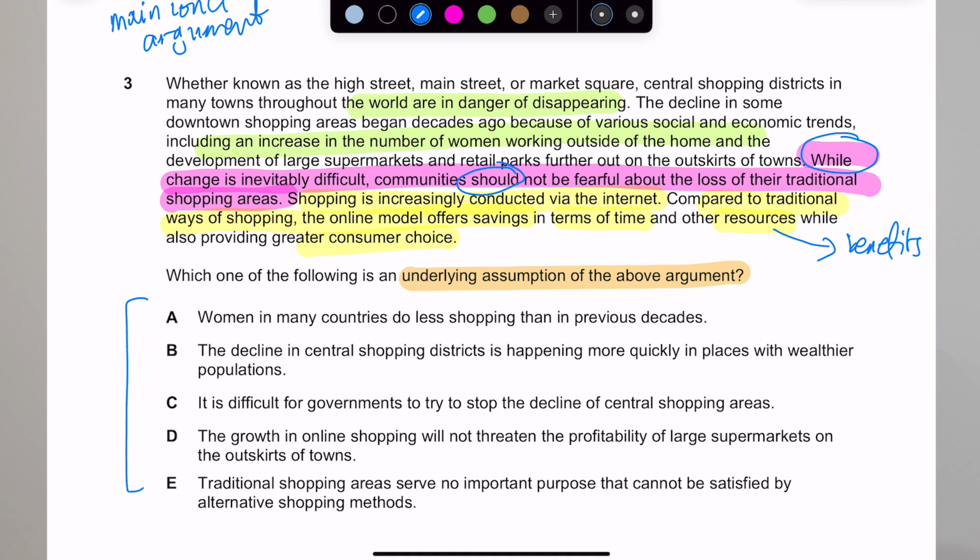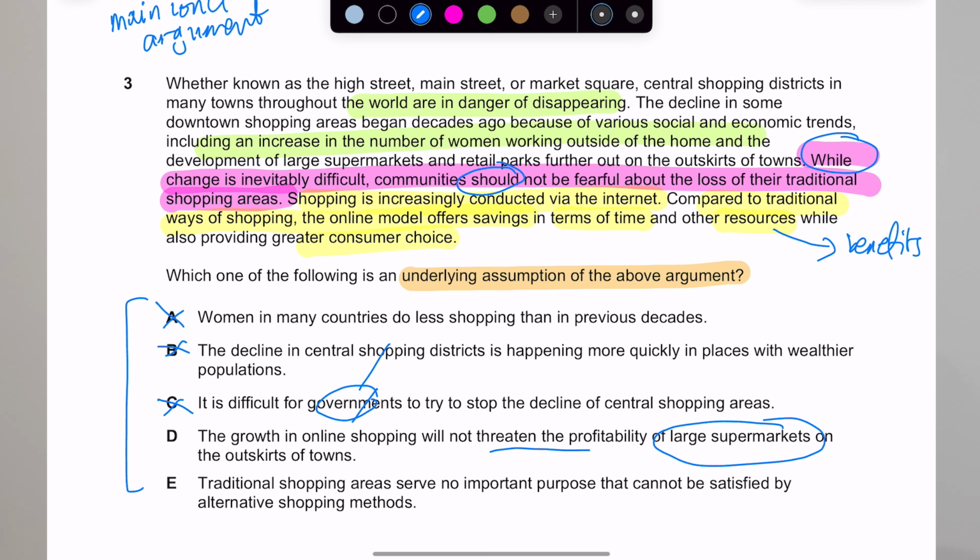Women in many countries do less shopping than in previous decades. That's more to do with this section here. The decline in central shopping districts is happening more quickly. Again, we don't really care. That's proving this useless bit up here. It's difficult for governments to... as soon as you see governments, you're out of there because there's no mention of government in the entire passage.